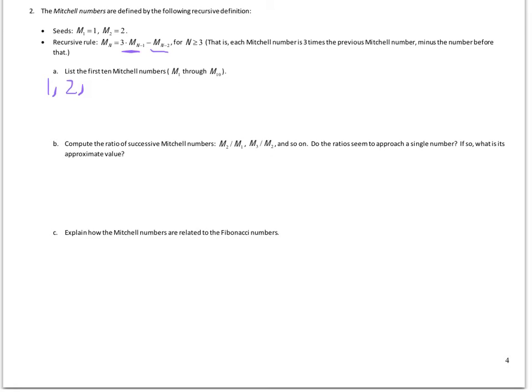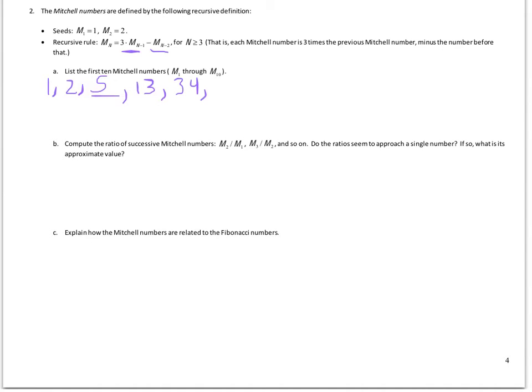So if I'm looking for the third Mitchell number, I'm looking for this number right here. I would do 3 times 2 minus 1. 3 times the number before it minus the number 2 before it. So 3 times 2 is 6, minus 1 is 5. And then my next Mitchell number would be 3 times 5 minus 2, which is 13. And then my next one would be 3 times 13 minus 5, and I get 34.